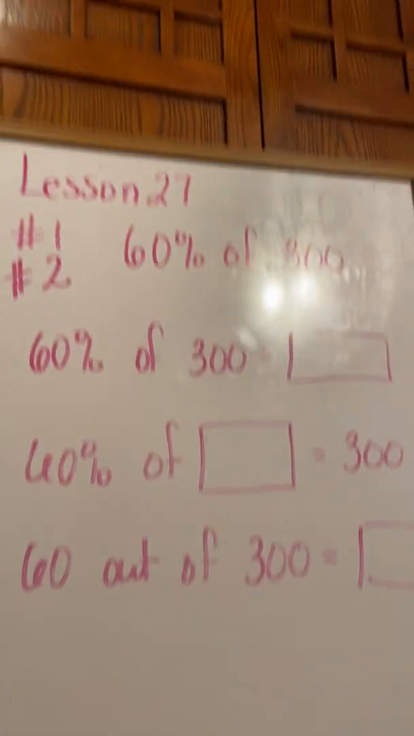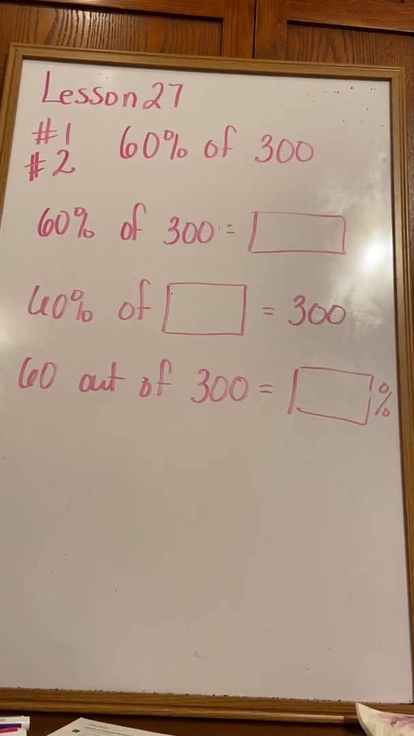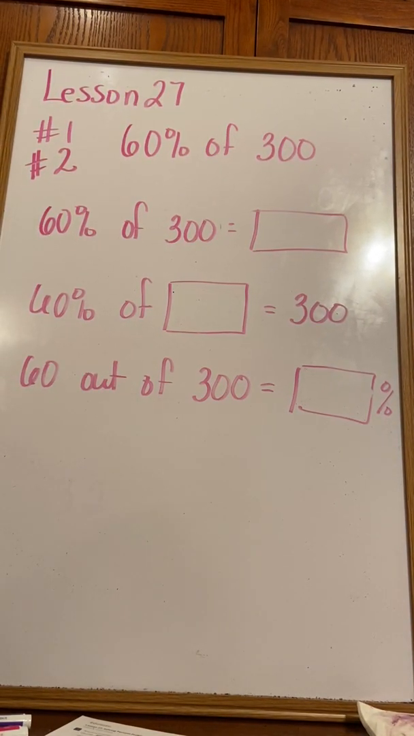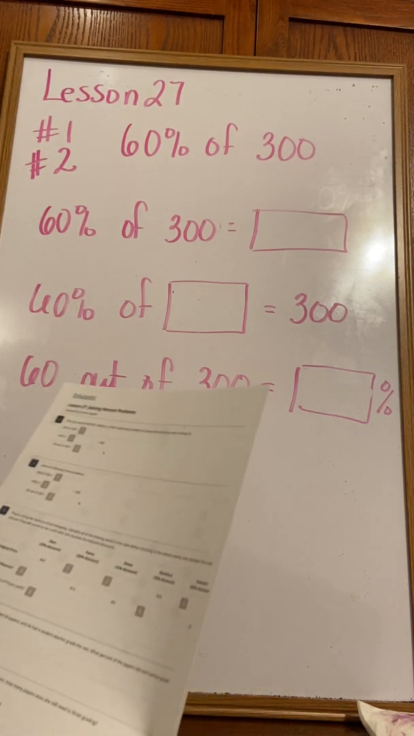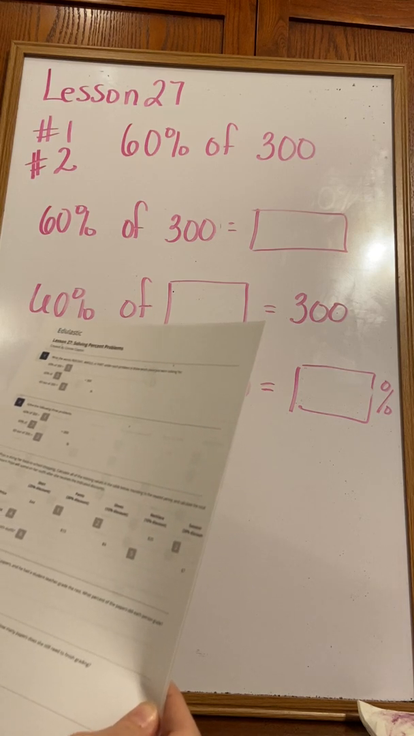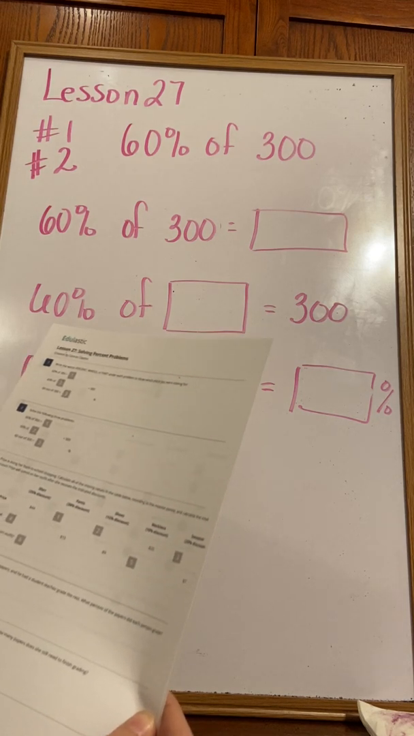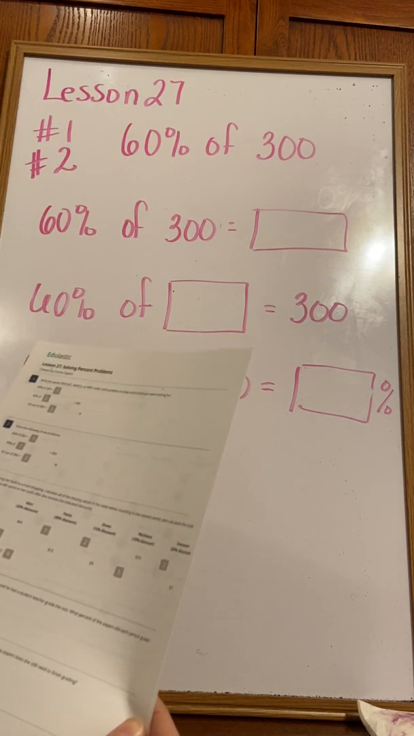Lesson 27, this is question number 1 and question number 2. Okay, it says 60% of 300. That's kind of the idea we're working with. And the question says, write the words percent, whole, or part under each problem or in the boxes beside the problems to show which piece you are solving for.